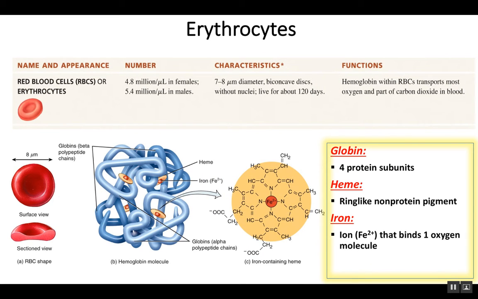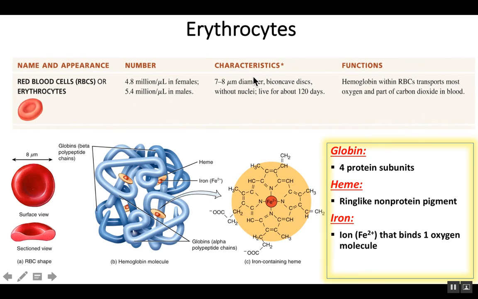Let's begin by looking at erythrocytes. Erythrocytes are red blood cells. They are the most abundant formed element. They have 5 million per microliter on average. Males tend to have slightly higher numbers of red blood cells than females, but on average we can use 5 million as an average. And that's per microliter. Microliter is a very, very small volume.